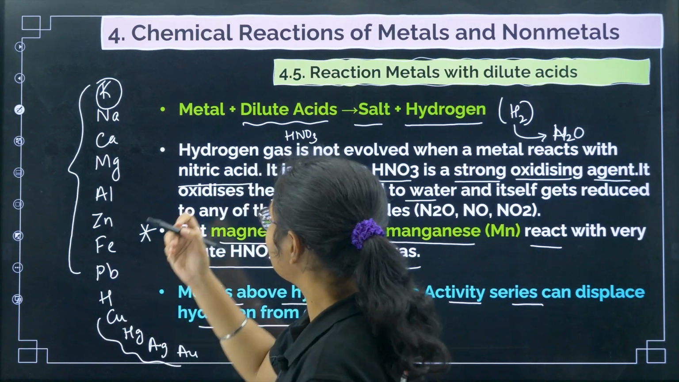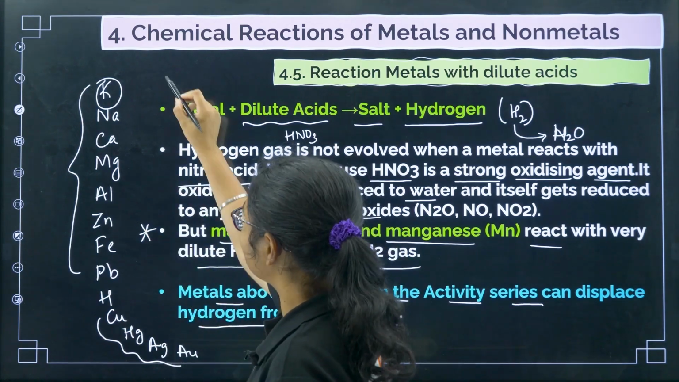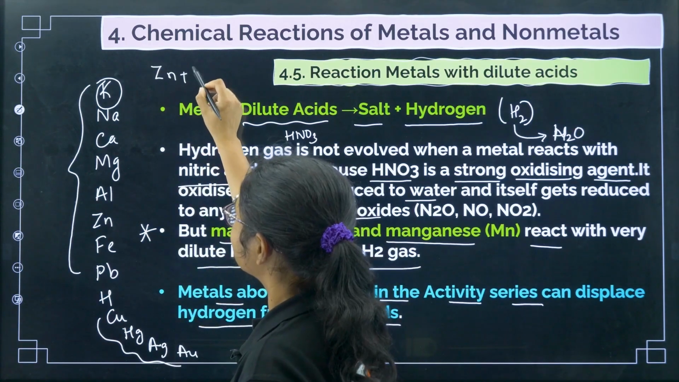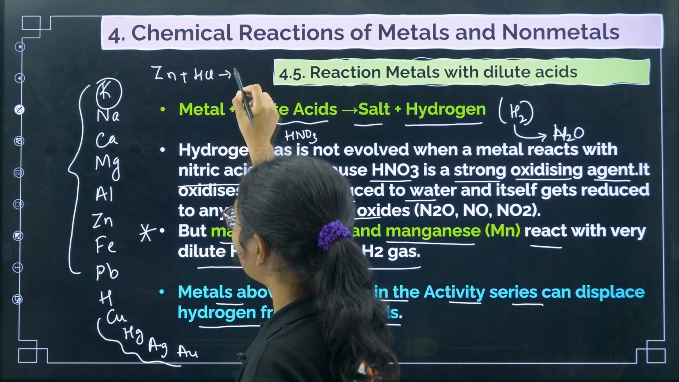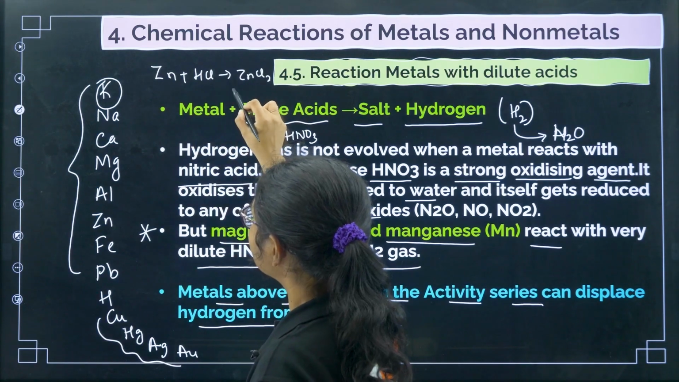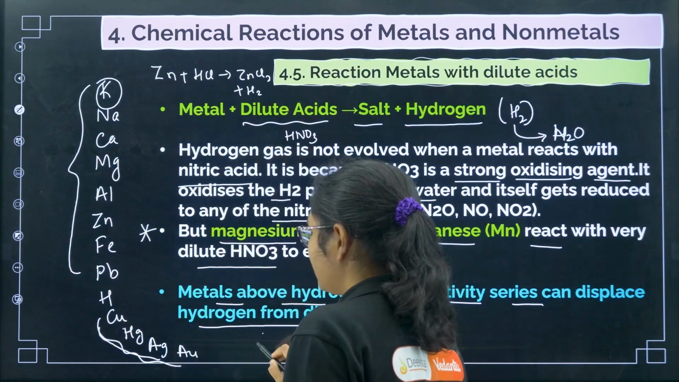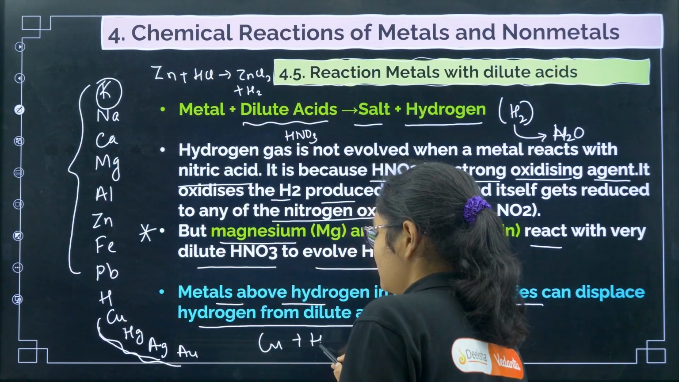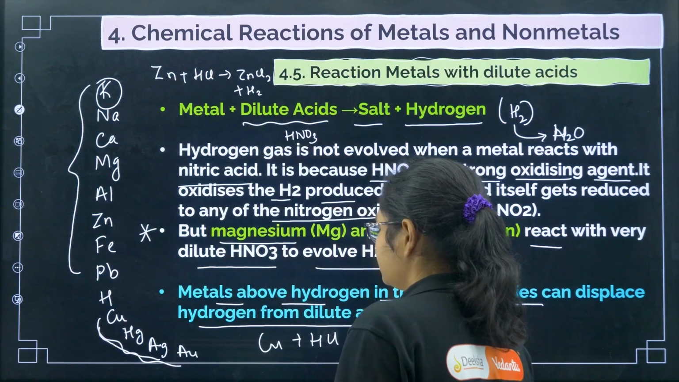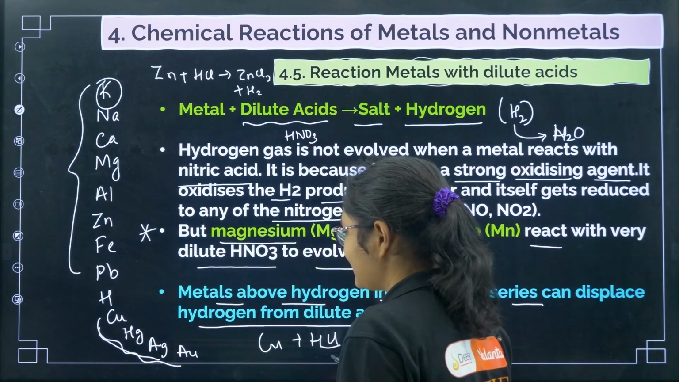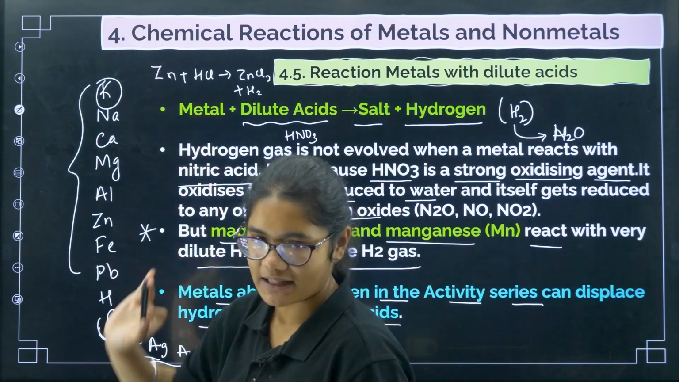Suppose I take Zn plus HCl, I'll get the salt ZnCl2 plus H2 gas. But if I take copper plus HCl, there will be no reaction. So these metals will not react with acids, and these metals will react with acids.